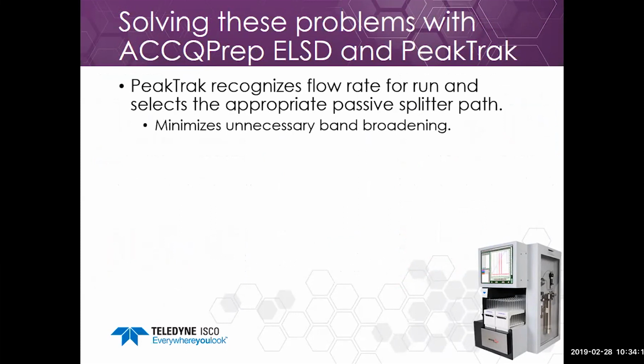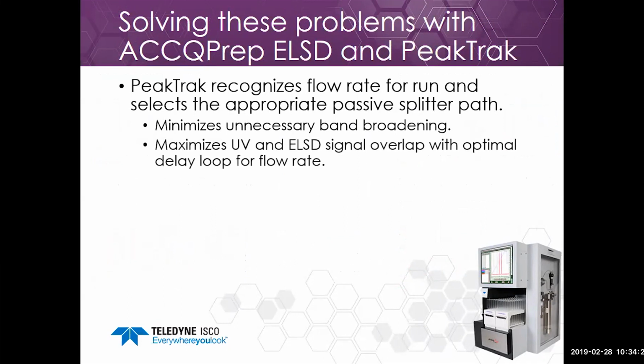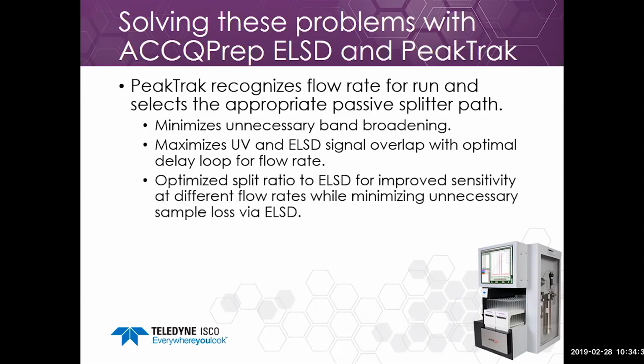One of the advantages of this, and one of the problems it solves, is it minimizes unnecessary band broadening, especially at lower flow rates. This maximizes your UV and ELSD signal overlap because you're in the optimal delay loop for that flow rate. It also optimizes the split ratio to the ELSD for improved sensitivity at different flow rates, and it also minimizes unnecessary sample loss via the ELSD. So that's really important, that we're not losing an undue amount of sample because we're using the incorrect splitter.